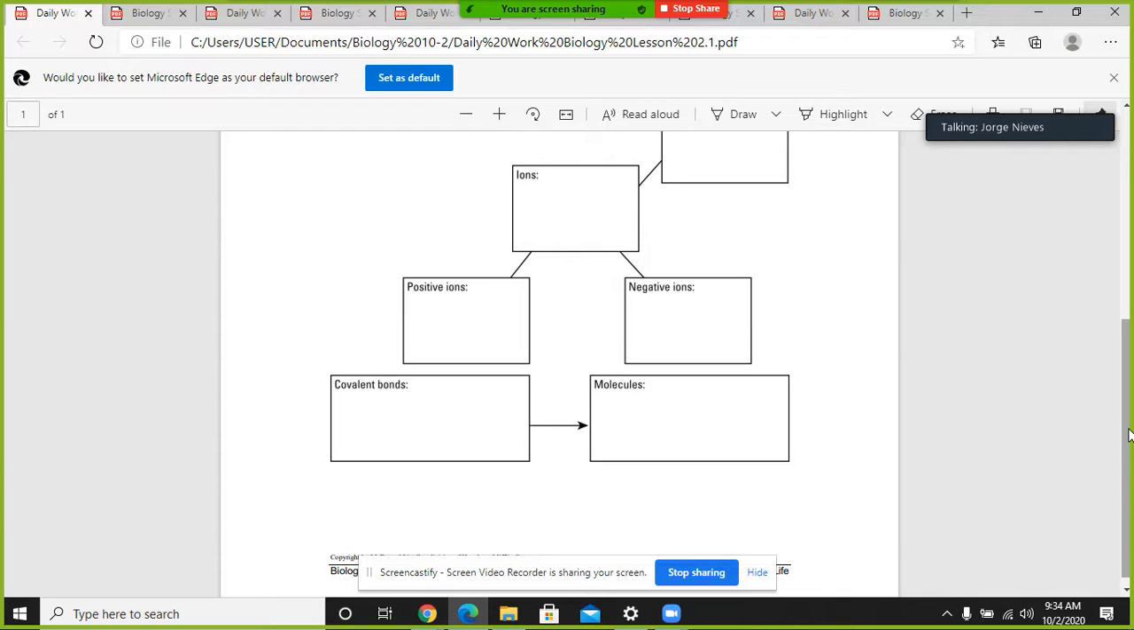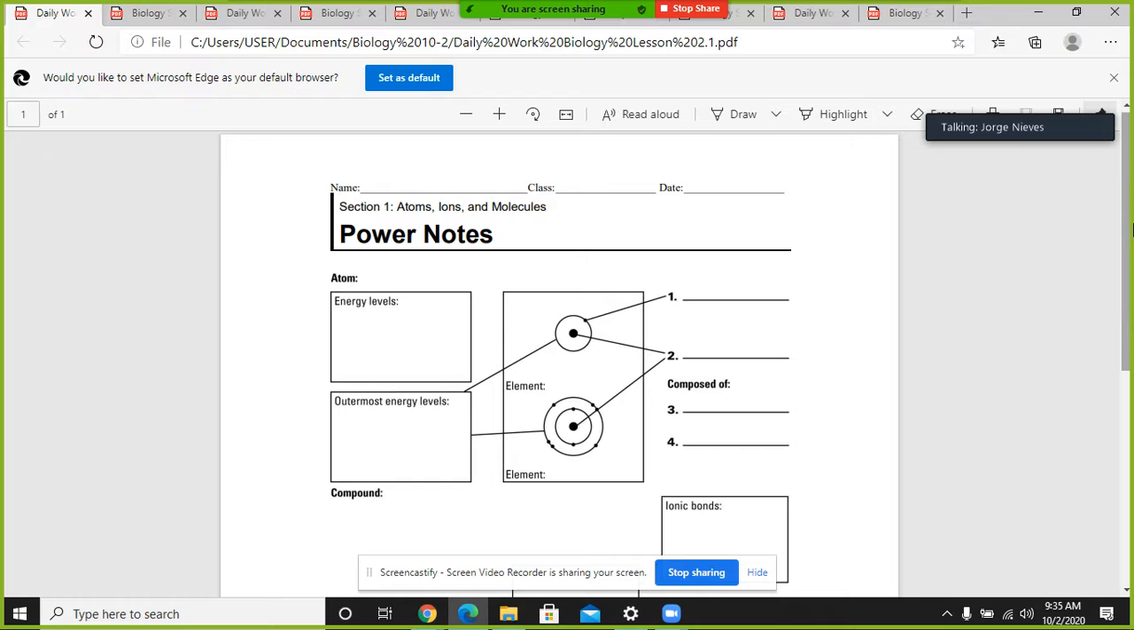But molecules are basically atoms bonded together by covalent bonds. That's what a molecule is. It's atoms bonded together by covalent bonds, which is not necessarily a compound. So that's our first lesson. Any questions about lesson 2.1 or section 1 of chapter 2?